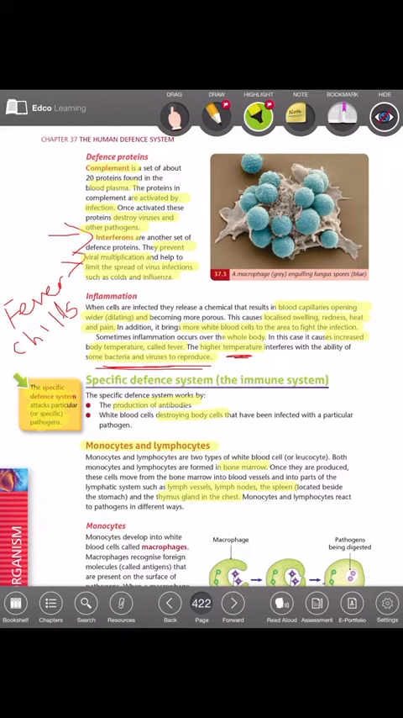Monocytes and lymphocytes react to pathogens in different ways. They both have their own specific type of function depending on what the body actually requires.